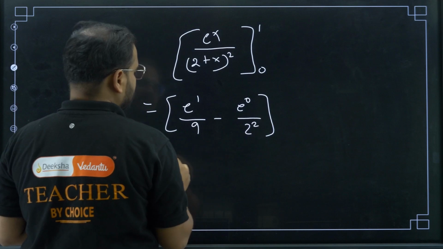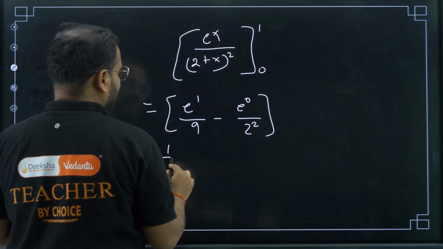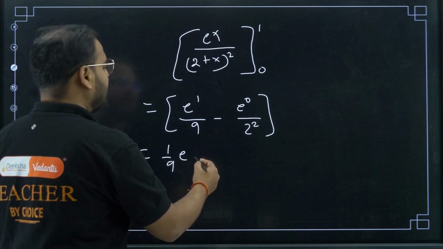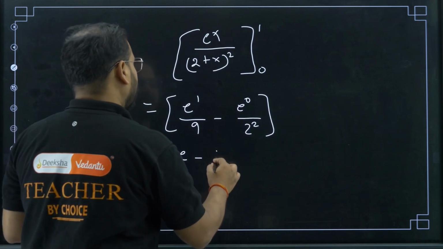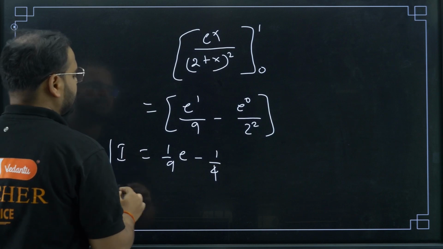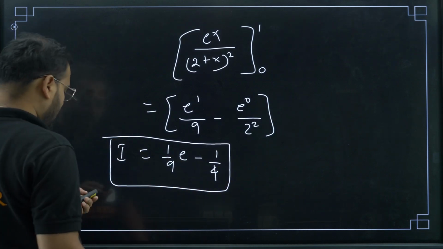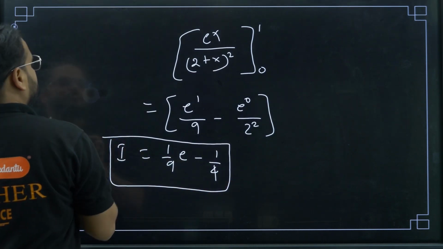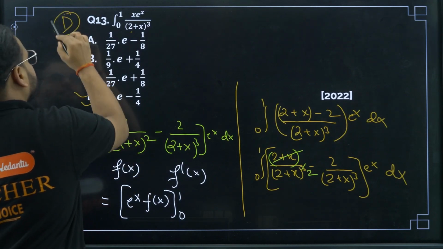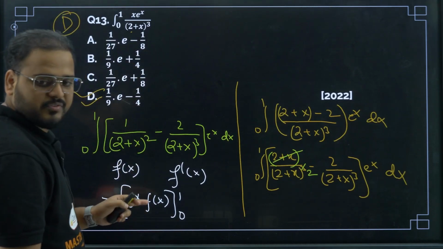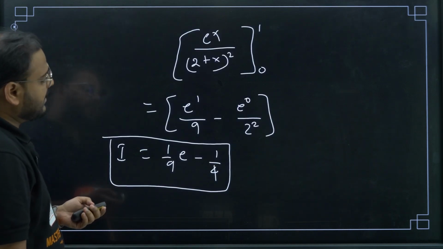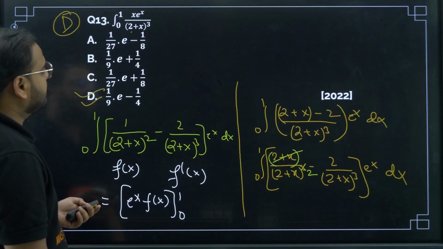Now if I simplify this, I'm going to get 1 by 9 times e, since e power 1 is e only, and minus e power 0 is simply 1, by 2 square, which is 4. This is my final integration and answer as well. Option number D. Have a look. I hope this is visible. Simple question. This concept we use and we got the result as 1 by 9e minus 1 by 4.